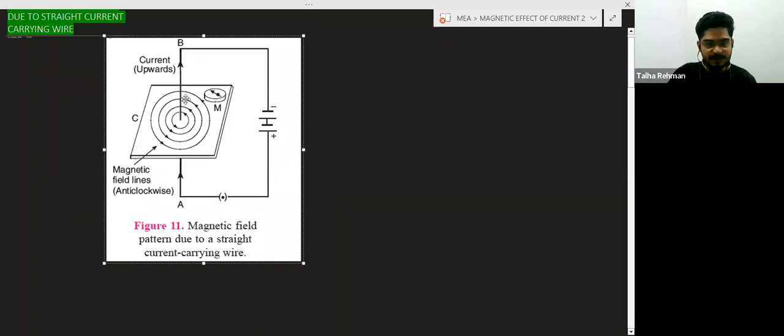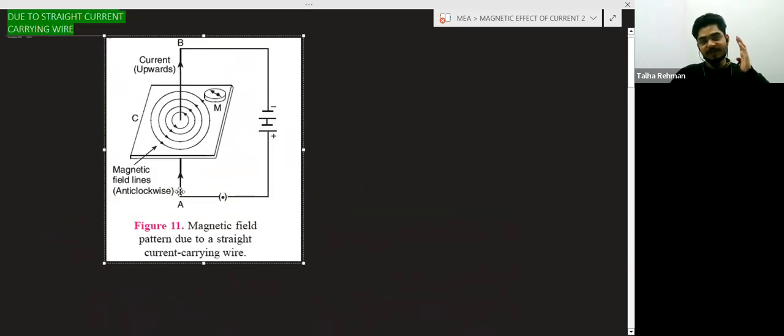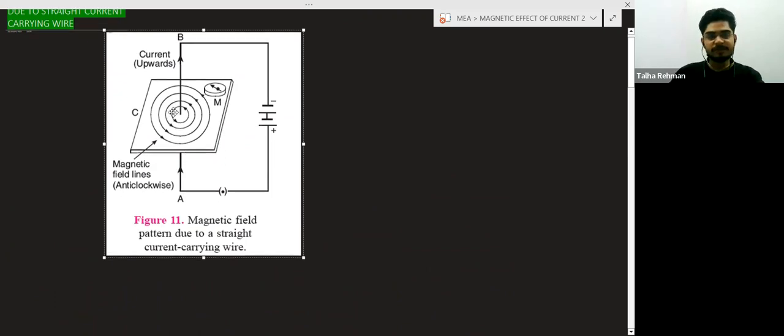So this is a straight wire AB and current is flowing in that straight wire. Basically, concentric circles, these concentric circles are the magnetic field lines around this wire. So the magnetic field of a straight wire carrying current will be like this.